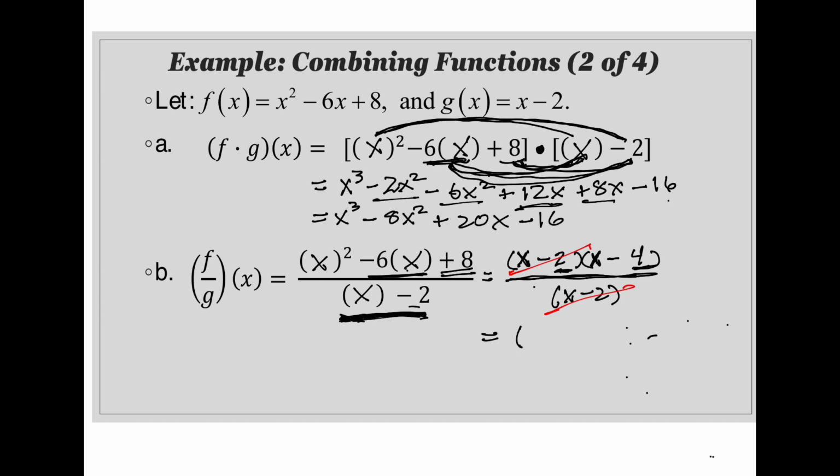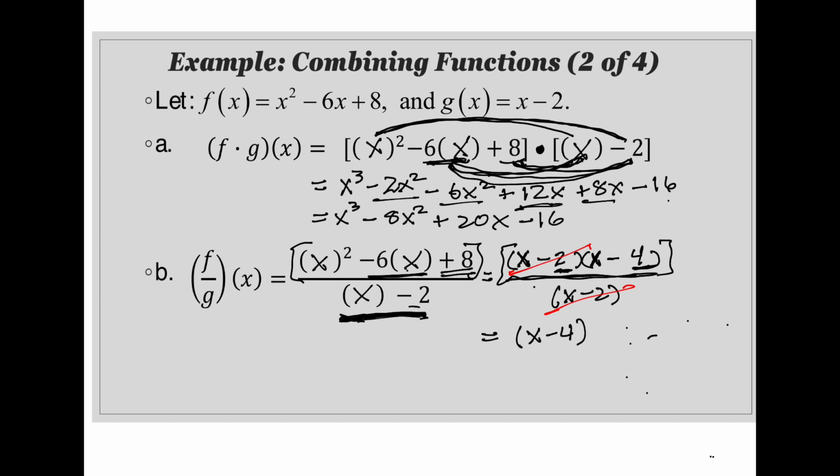Otherwise, if we can't cancel anything, we just have what we have on the left. And you could write it either as the trinomial that we have here, or you could leave it as the product, in terms of its factored version. Either way, this is your new function, x minus 4. So the quotient is x minus 4.